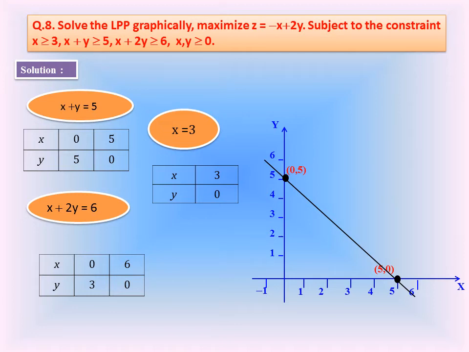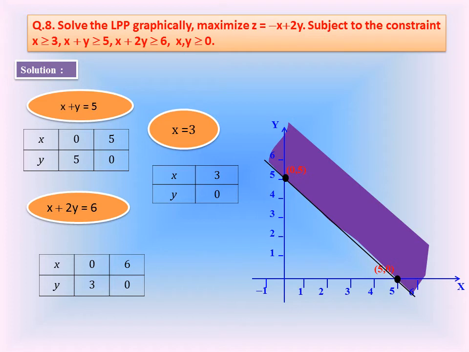By substituting x equal to 0, y equal to 0, we get 0 greater than or equal to 5, which is a false result. Hence we need to shade away from the origin. Next we consider the points (0, 3) and (6, 0). Joining these 2 points, observe the third inequality in the question, x plus 2y greater than or equal to 6. By substituting x equal to 0, y equal to 0, we get 0 greater than or equal to 6, which is again a false result. Hence we need to shade away from the origin.